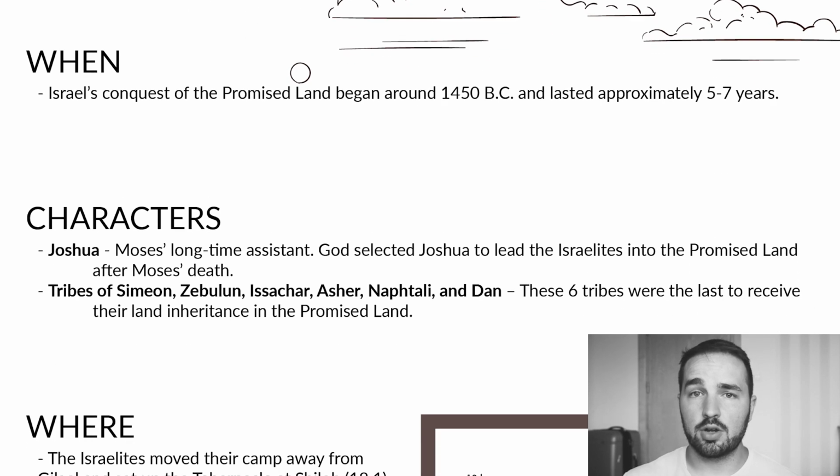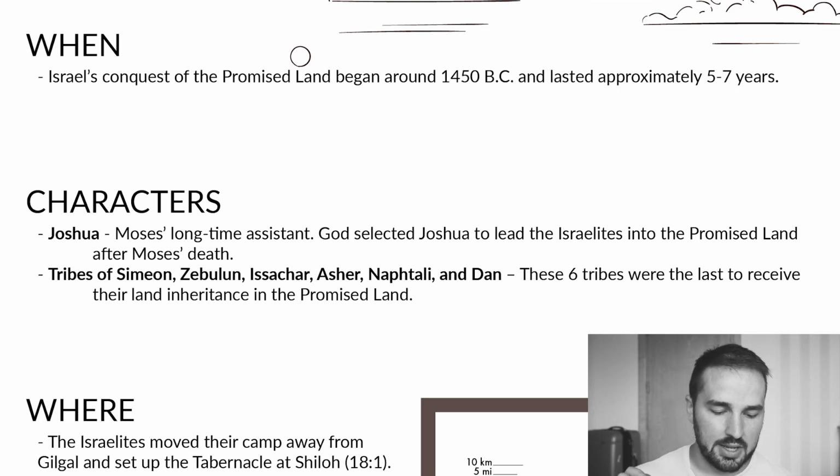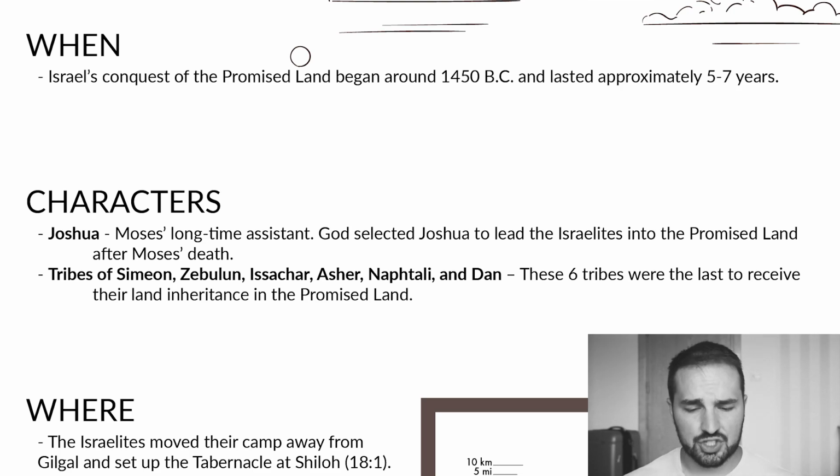Who are our characters for this chapter? First of all, we're going to talk about Joshua. The book is named after him, and he is the leader of the Israelites. We're also going to talk about the tribes of Simeon, Zebulun, Issachar, Asher, Naphtali, and Dan. These were the last 6 tribes to receive their land inheritance in the Promised Land.